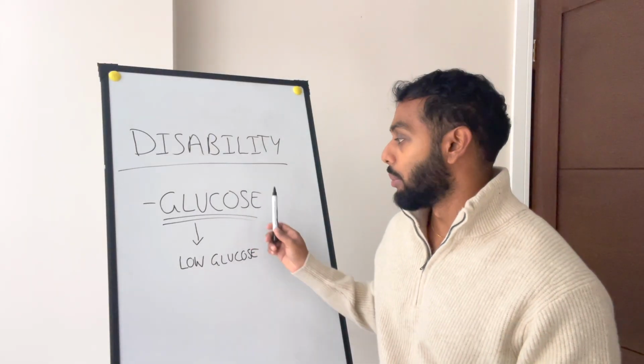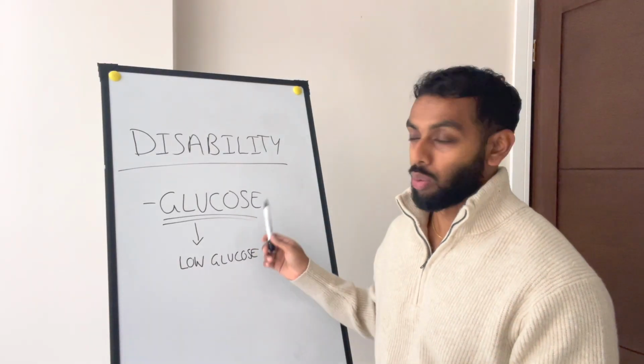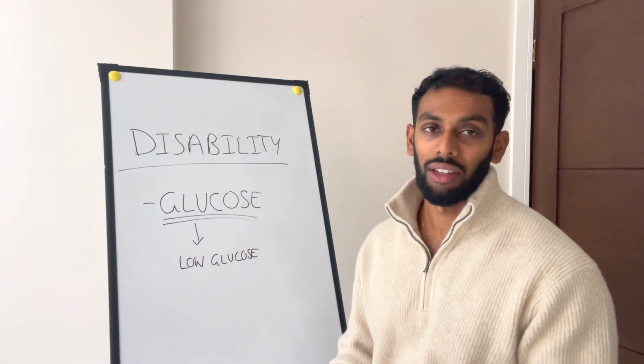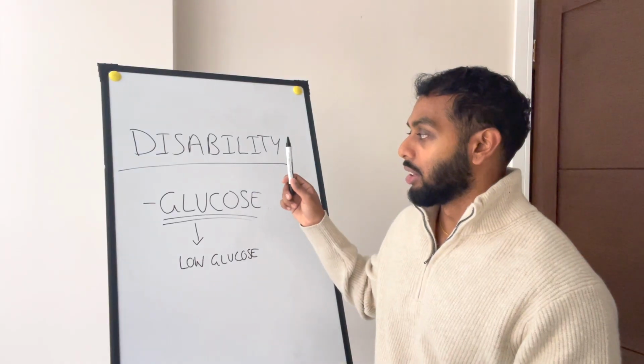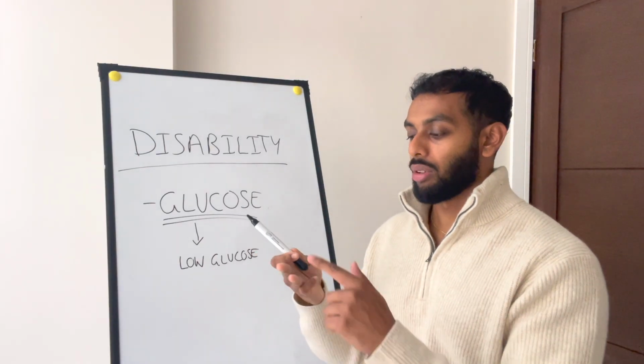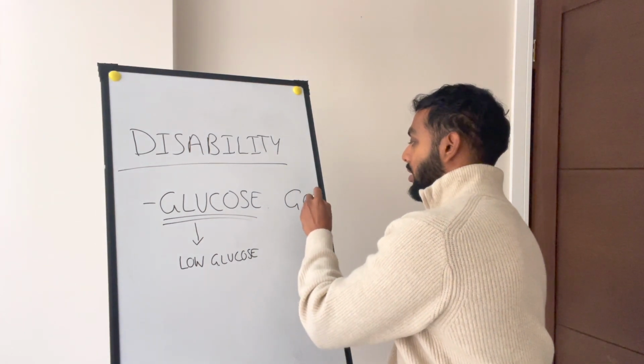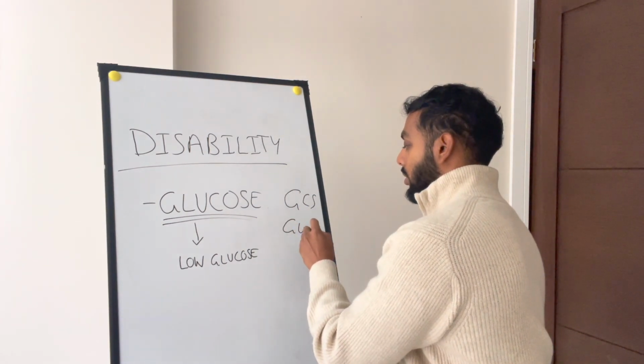This is the one that most people forget, and that's why I've put 2 lines underneath it so that you don't forget it. So under disability, the 2 things you need to do, how I remember it is 2 Gs: GCS and glucose.